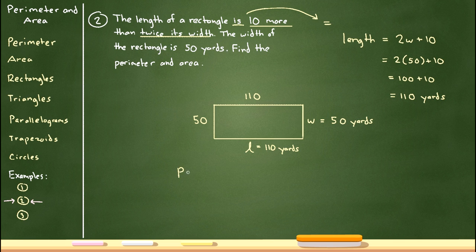So the perimeter is, again, the distance along the outside of the figure, so 110 plus 50 plus 110 plus 50.